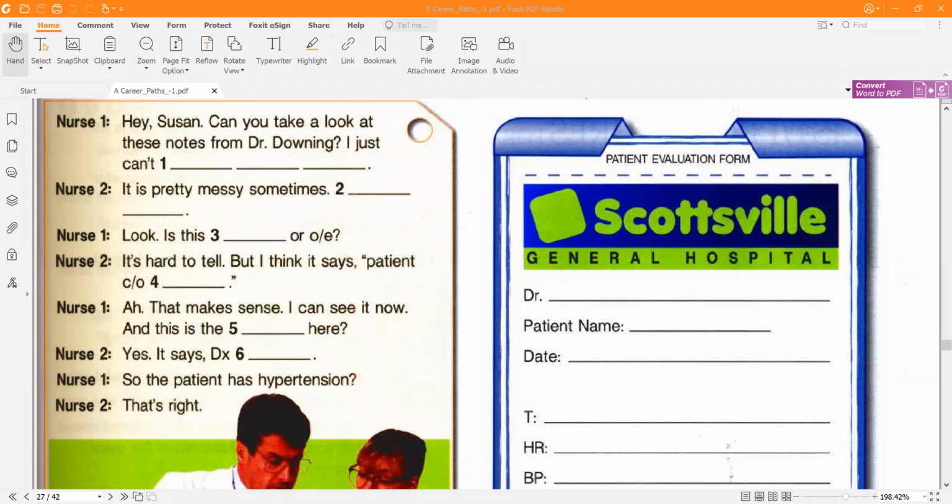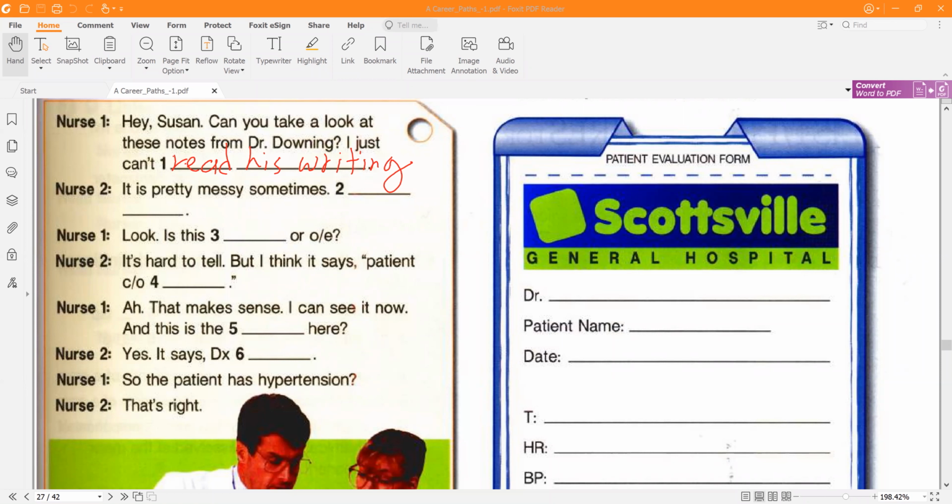Exercises 6 and 7, page 25. Hey, Susan, can you take a look at these notes from Dr. Downing? I just can't read his writing. It is pretty messy sometimes. Let's see.